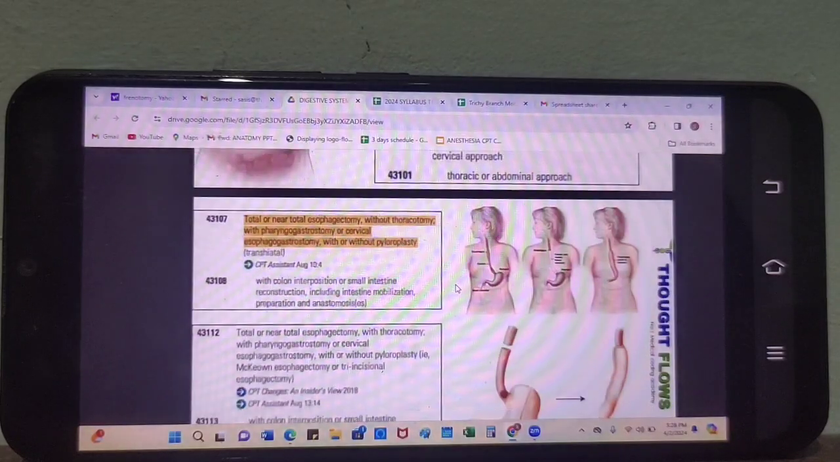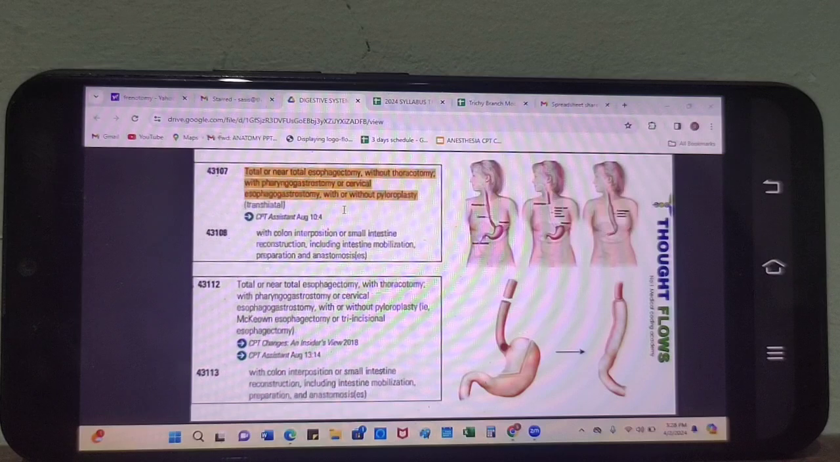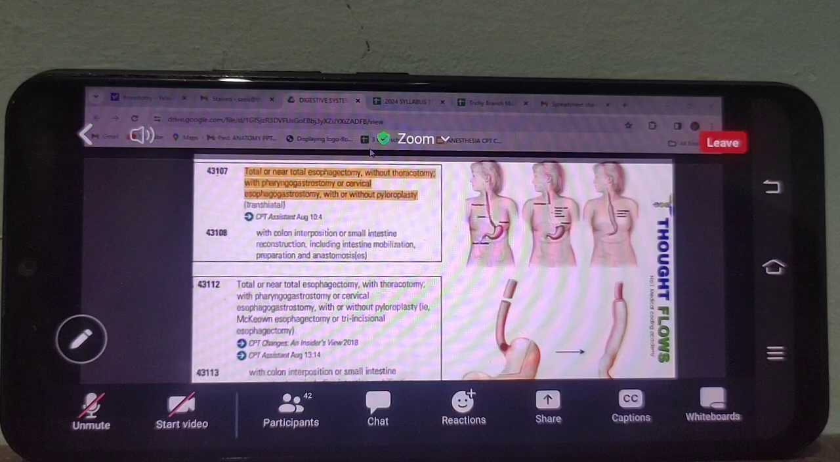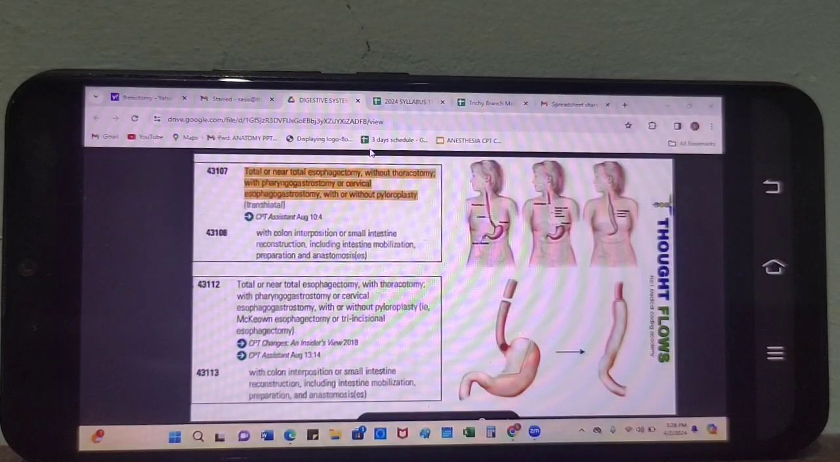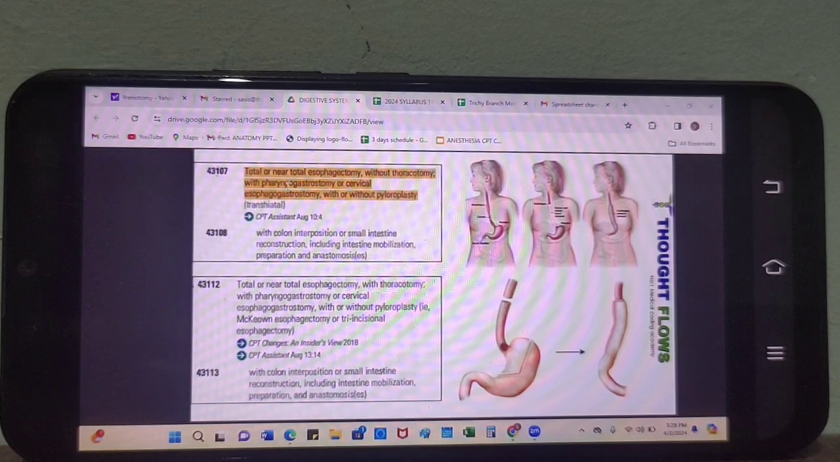Now, see that in this procedure, total or near total esophagectomy. Total means completely removing the esophagus, or 80 to 85% removal of the esophagus. That is near total. Completely removing the esophagus or the doctor just removing 80% of the esophagus, that is total or near total esophagectomy.